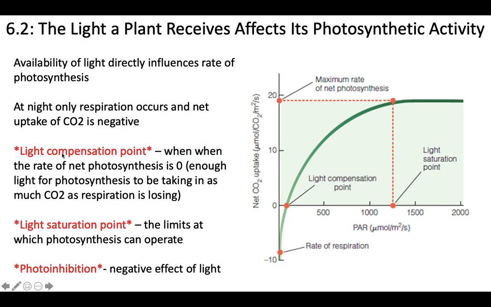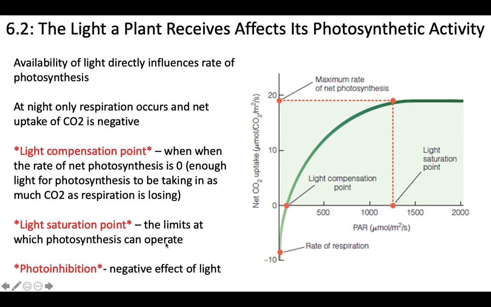The light compensation point is when the rate of net photosynthesis is 0. So there's enough light for photosynthesis to be taking in as much CO2 as respiration is losing. That's the light compensation point. And this is going to vary for different species of plants based on the environments in which they've evolved. So that's the light compensation point.